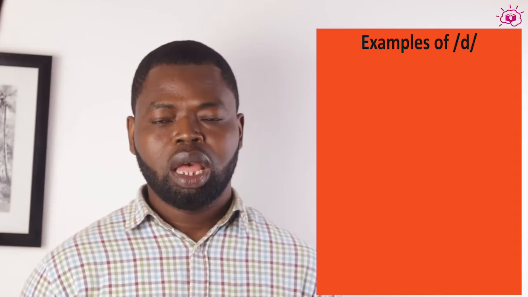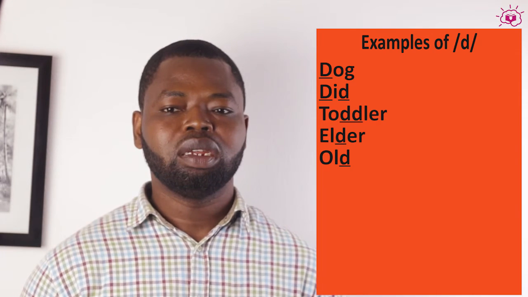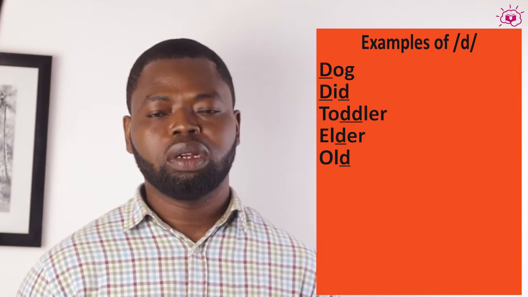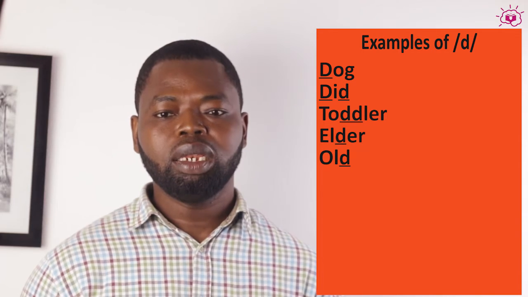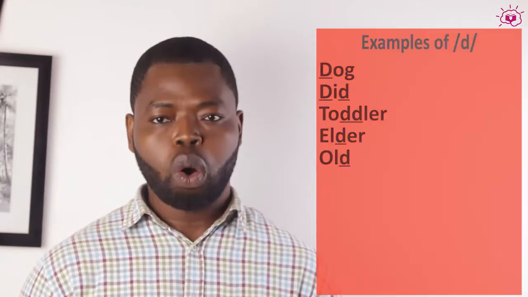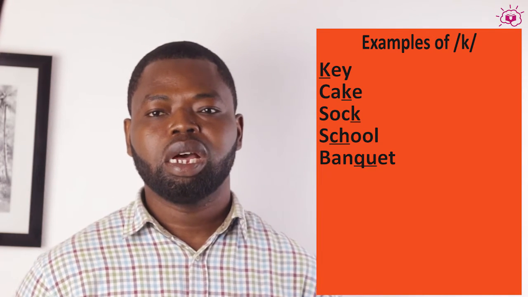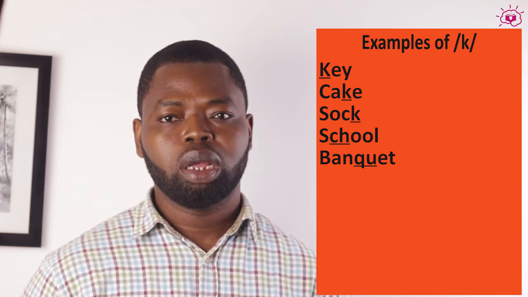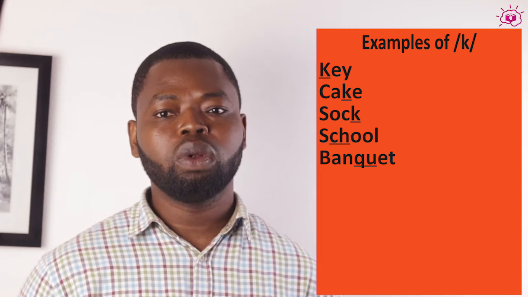The next sound is the sound d. This sound appears in the words dog, deed, toddler, elder, old. And the next sound is the k sound. Now, the k sound appears in words such as key, cake, sock, school, and banquet.